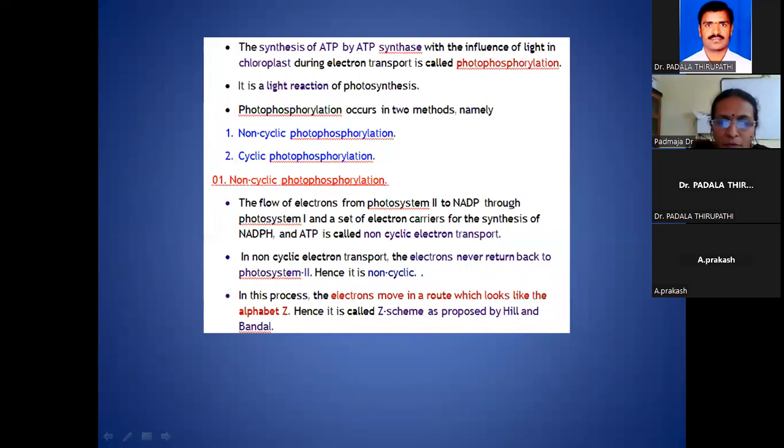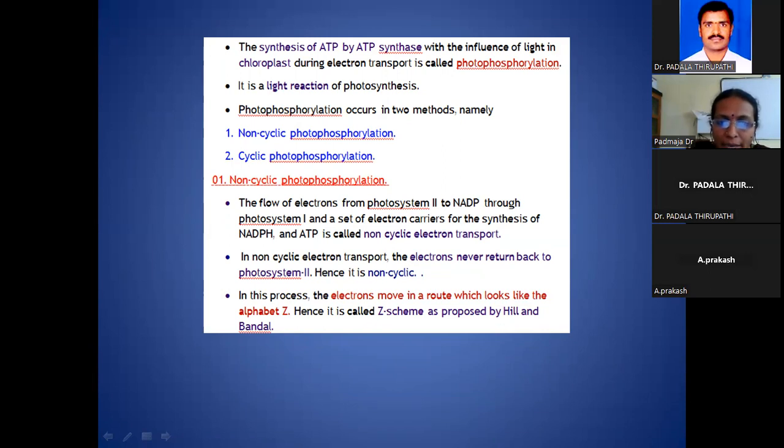This non-cyclic photophosphorylation is also called the Z scheme, and it was proposed by Hill and Bendall. So what is non-cyclic photophosphorylation? During non-cyclic photophosphorylation, ATP and NADPH are formed, and we have to remember that main point. In non-cyclic photophosphorylation, the two photosystems, photosystem 1 and photosystem 2, participate, and the splitting of the water molecule also takes place.